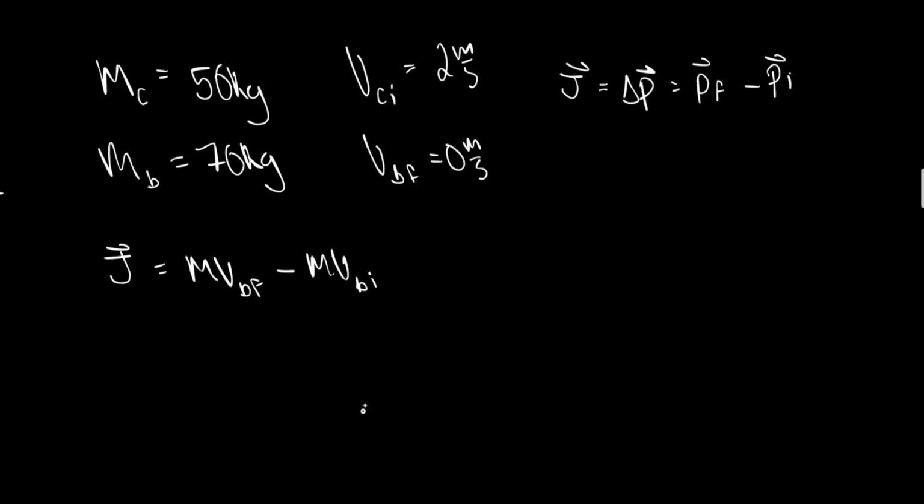Okay, the key thing to note is that our final momentum, regardless of the mass, will always come out to zero because anything times zero is just going to be zero. So because we know our final velocity is zero, this by default, regardless of the mass, has to be zero. So now we know that our impulse is equal to the negative initial momentum of the boy. And now we can plug in our known values.